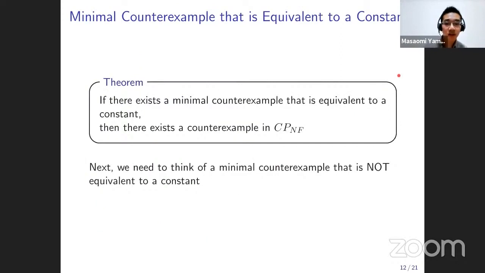Here, we reach the main theorem to deal with a minimal counterexample that is equivalent to a constant. The theorem is: if there exists a minimal counterexample that is equivalent to a constant, then there is a counterexample in CPNF, as I mentioned on the previous page. Next, we need to think of a minimal counterexample that is not equivalent to a constant.